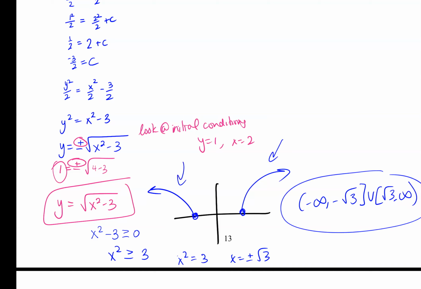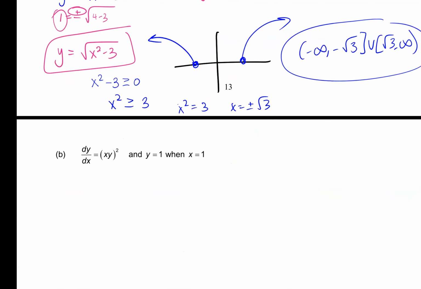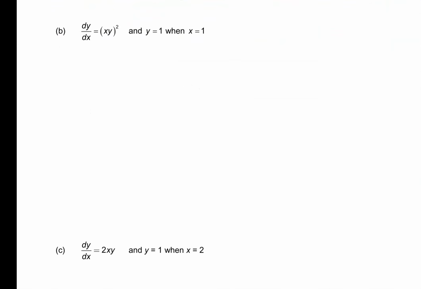I look at my graph, and I see that my lines are going to negative infinity and positive infinity from our negative root 3 and positive root 3. It's definitely not the values in between because there's no function there. Okay, let's do the next one.